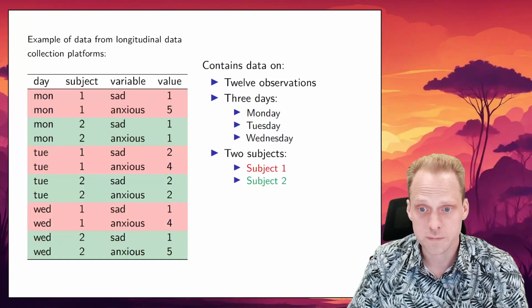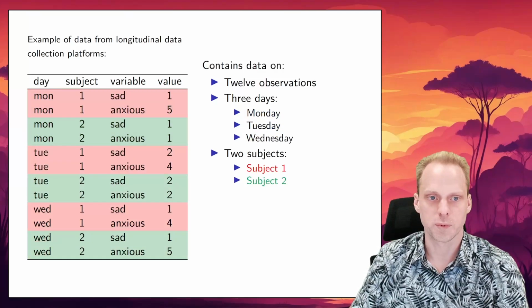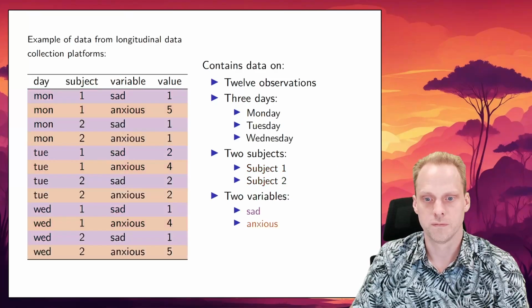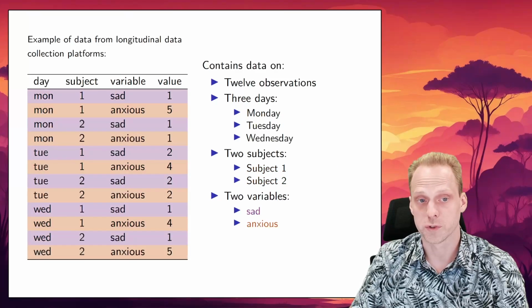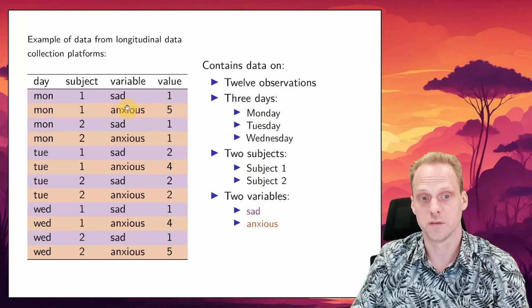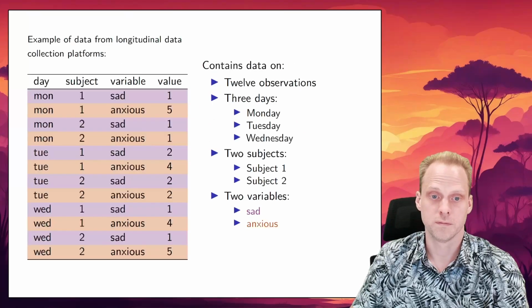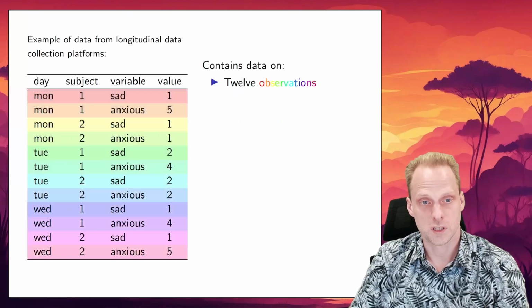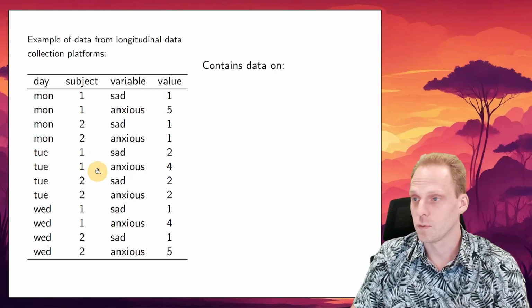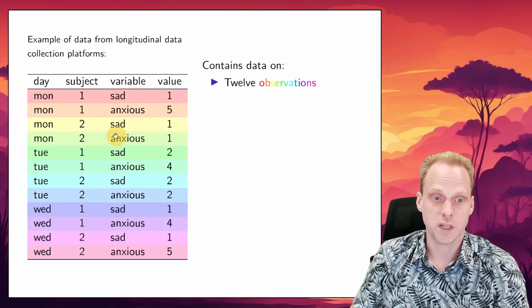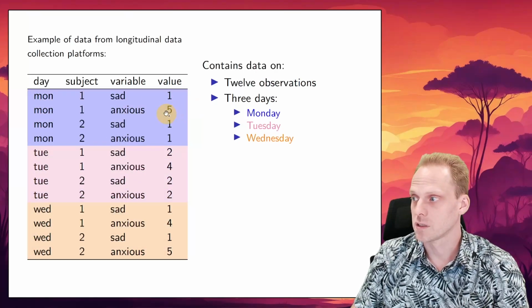Over 2 subjects, we have subject 1 and subject 2. So the data of subject 1 is here, the data of subject 2 is here. And over 2 variables. So we have the variable sadness here, variable anxious here. Now, this data looks very tidy. We could call it tidy data, but we see here that actually some things are mixed in, right?